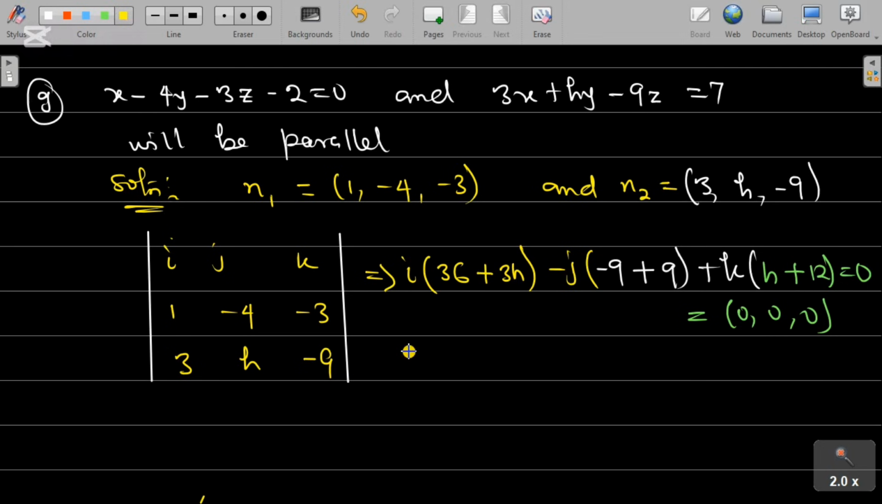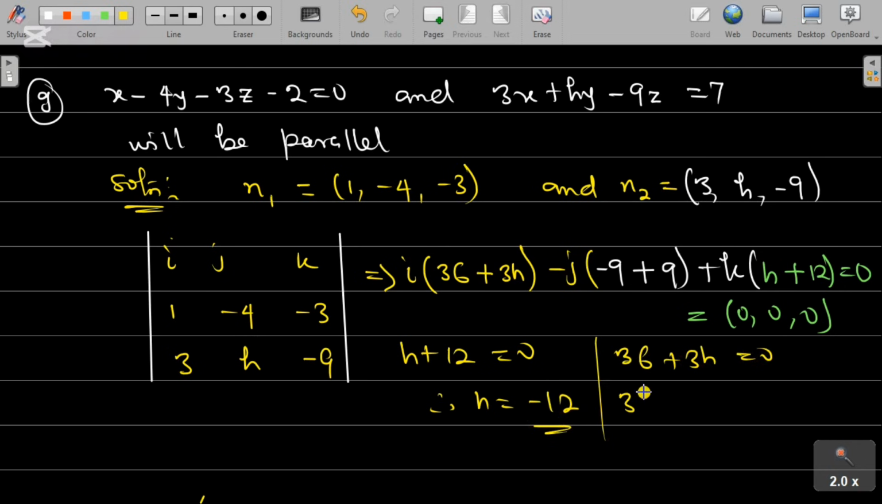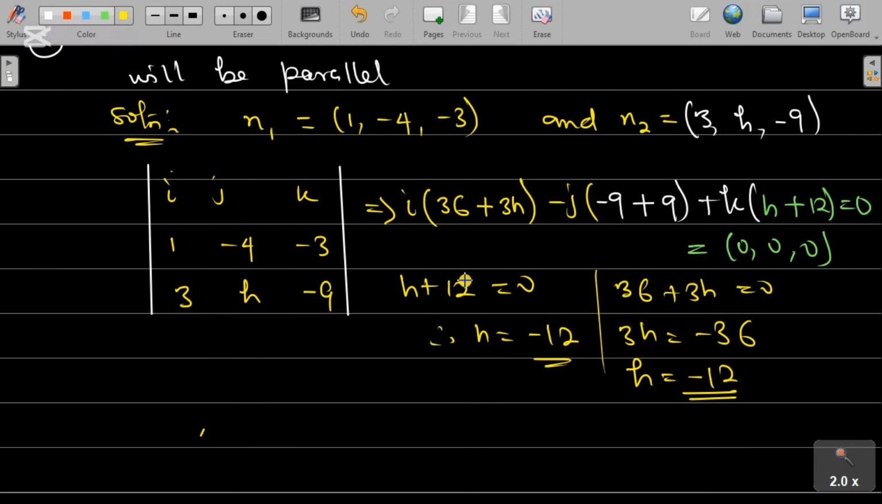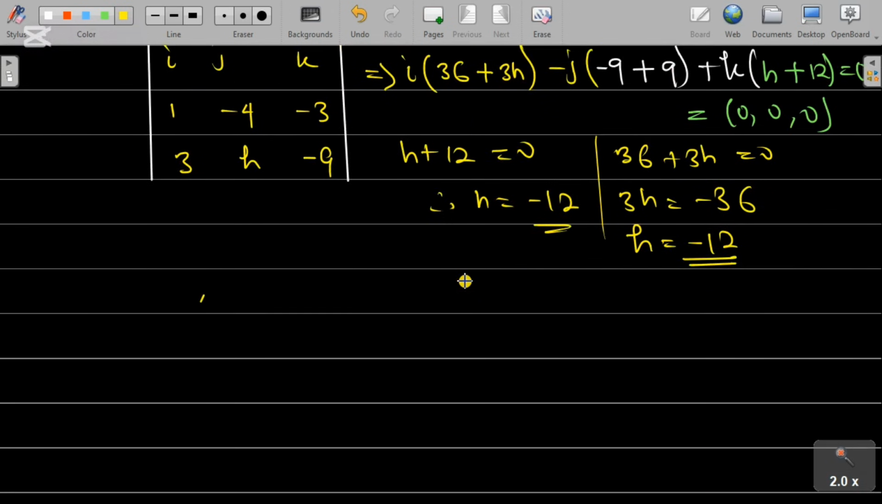If you pick the coefficient of k, which is the simplest one there, h plus 12 is equal to 0, you will get that h is minus 12. Or if you pick the coefficient of i, that is 36 plus 3h is equal to 0, you take 36 to the other side, you have 3h is equal to minus 36. If you divide both sides by 3, you will still get your minus 12. Alright? And that's the value for h that will make those two vectors parallel to each other. And you are done. That is for G.